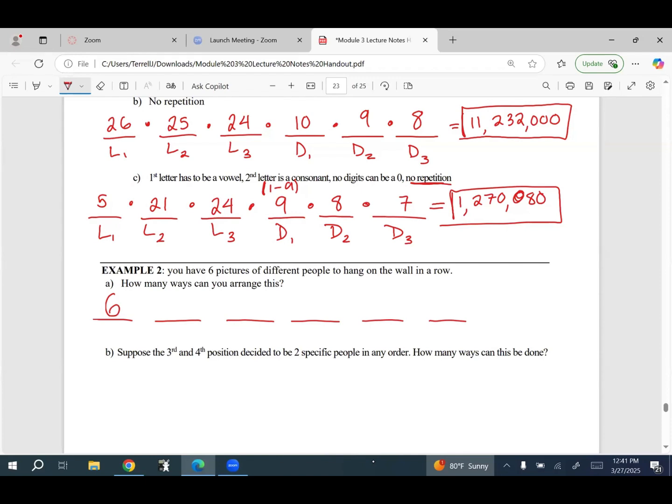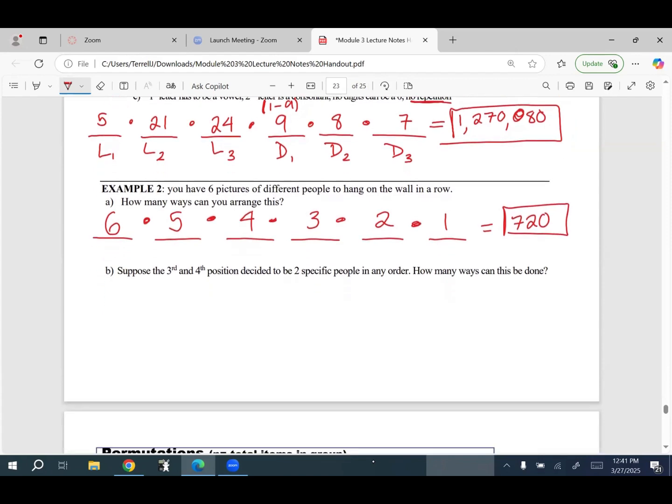Now I've hung the first picture. So when I go back to look at how many pictures I have left, there's only 5 to choose from. So now I've hung 2, and when I go to select another picture, there's only 4 to choose from. And hopefully you're seeing a pattern. It's going to continue to go down to 1. And so again, counting principle says multiply these and you will get 720 ways that you can hang these frames.